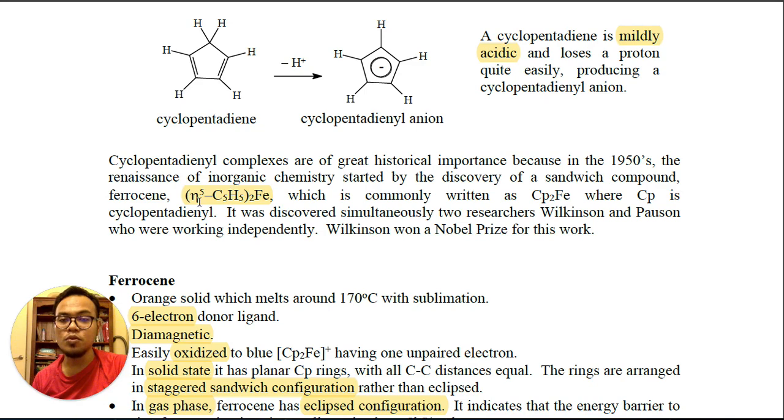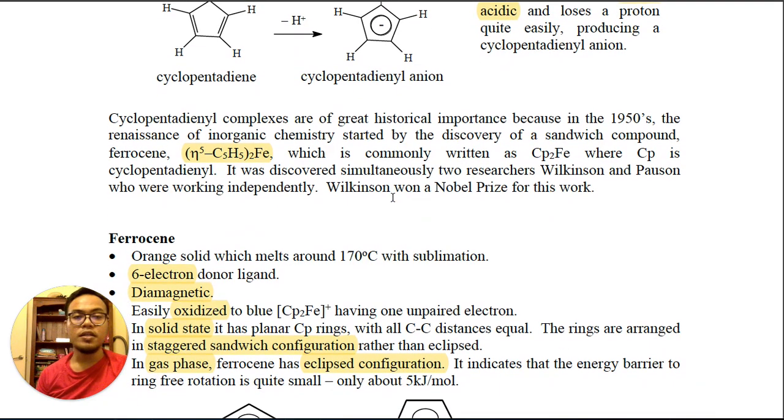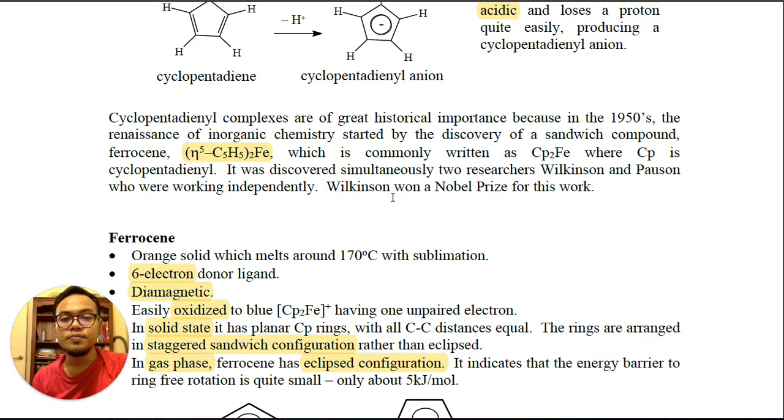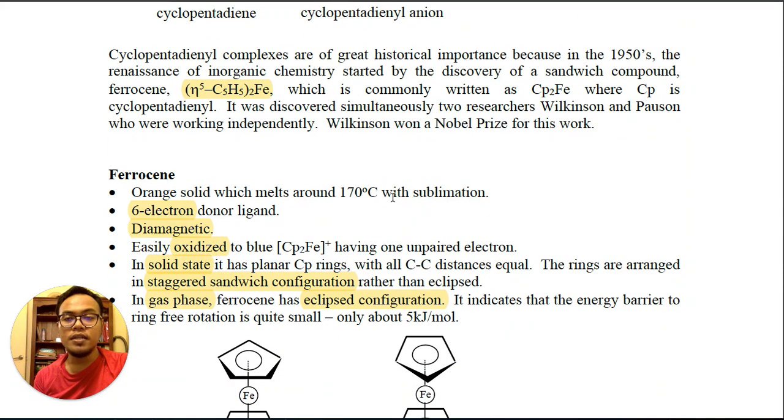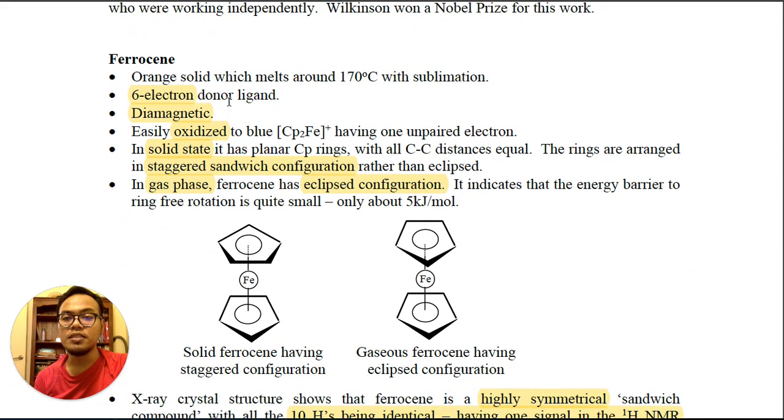So pentahapto with your cyclopentadiene. Cyclopentadiene lost one proton, becoming cyclopentadienyl anion. Okay, so that's why it is negatively charged. Now we're going to learn what ferrocene is. It is an orange solid, melts around 170 degrees Celsius with sublimation.